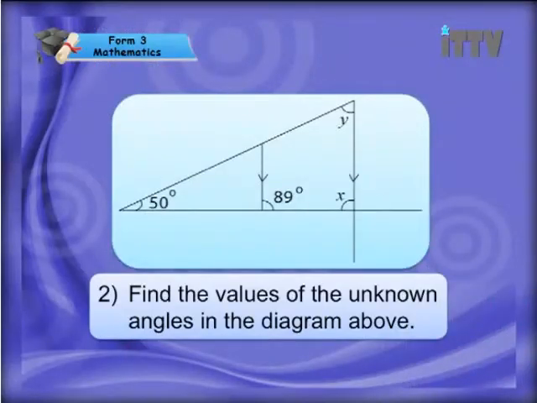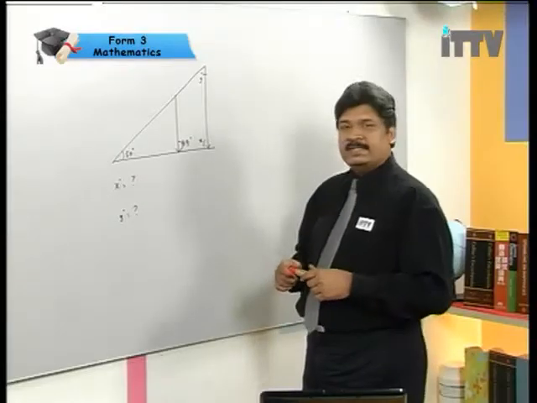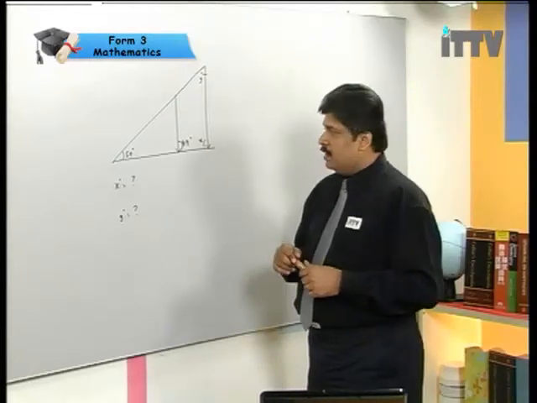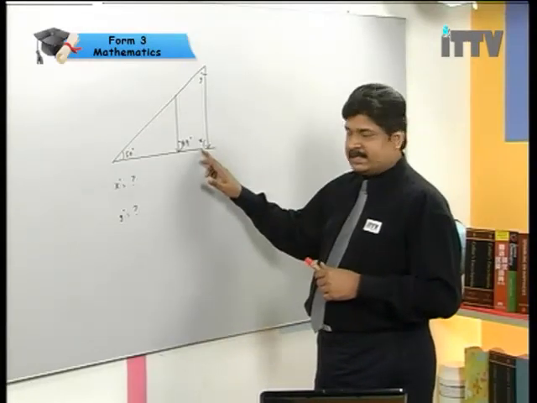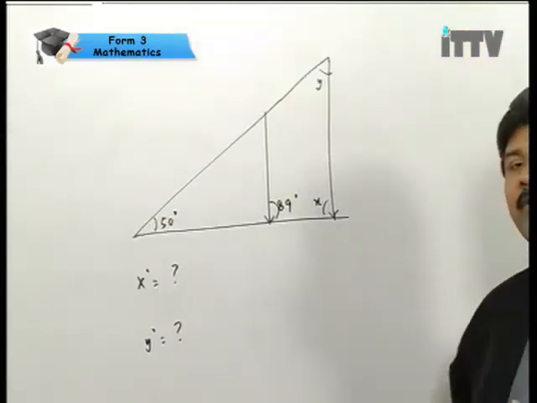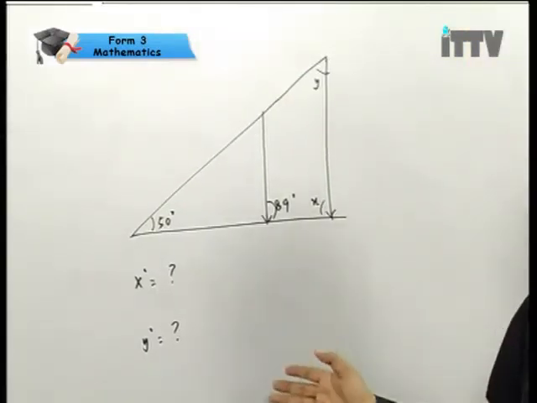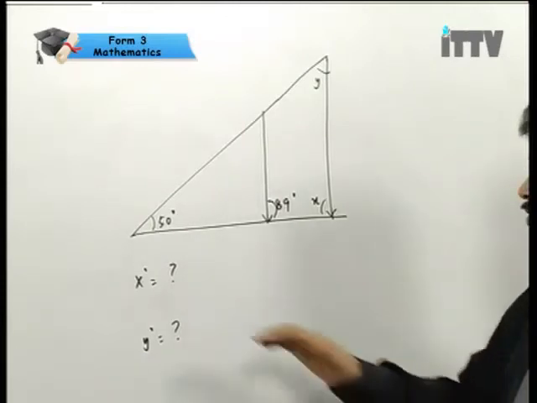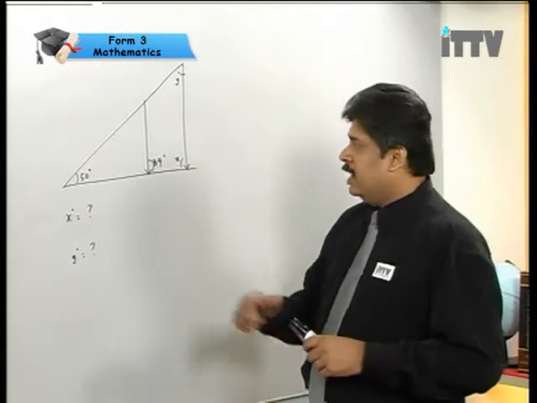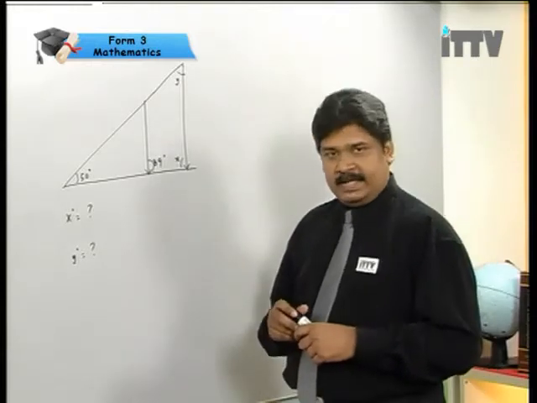Question 2 sounds like this. Find the values of the unknown angles in the diagram above. Well, boys and girls, if you look into the unknown values here, that would be the value of x and the value of y. So how am I going to tackle this question? Let's turn to the value of x first. So boys and girls, how do I find the value of x?